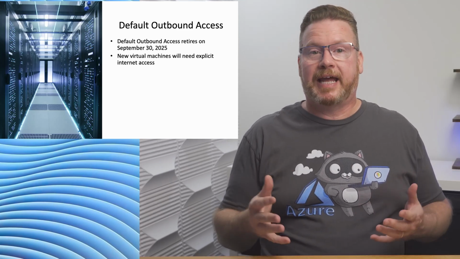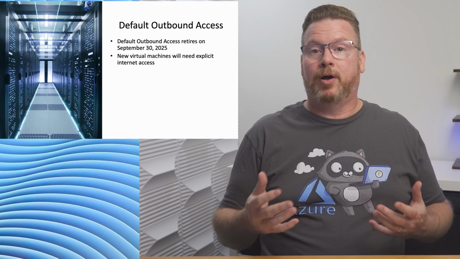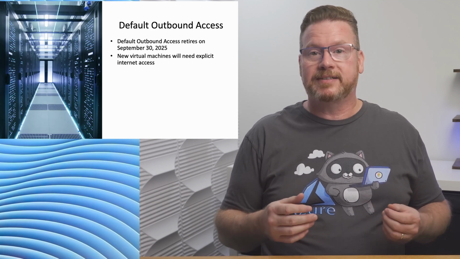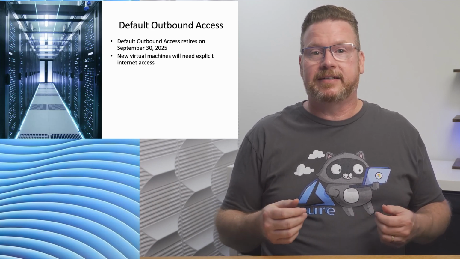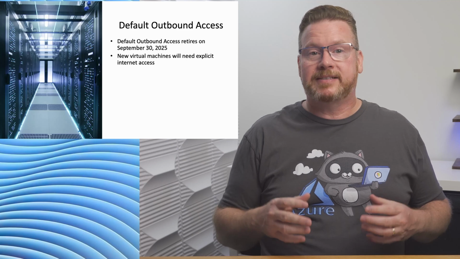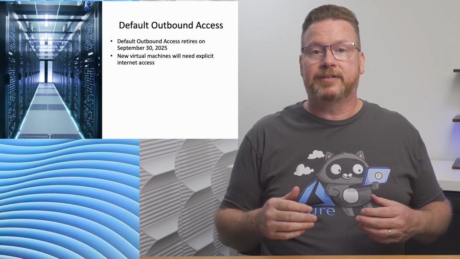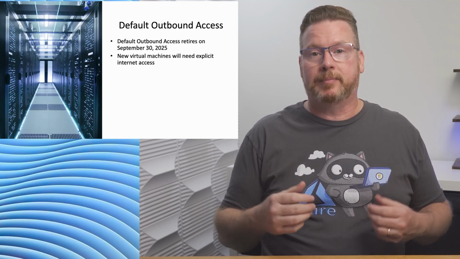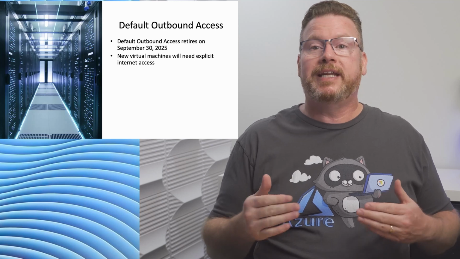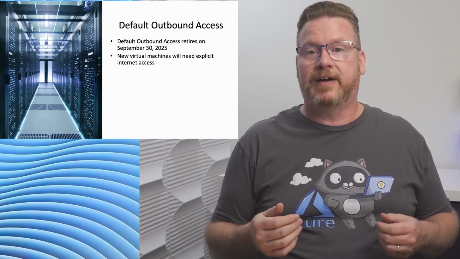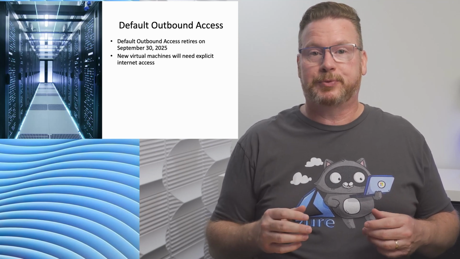Another example is Azure Virtual Desktop. We can deploy a host pool, and with default outbound access, the users can simply access the internet. But again, that bypasses any internet controls or content filtering we have in place for on-premises users. So what do we need to do before September 2025 when default outbound access is retired?